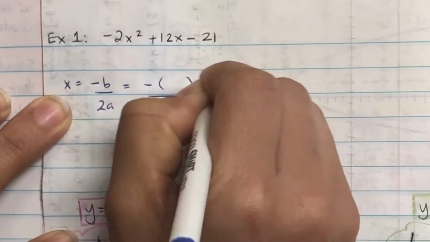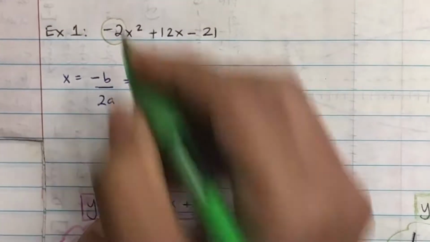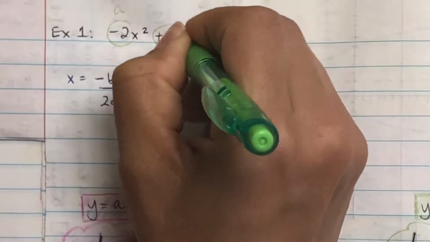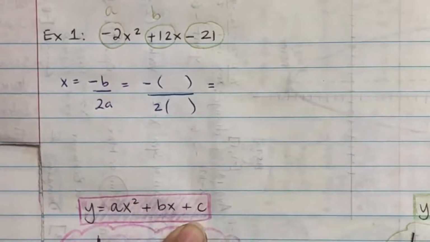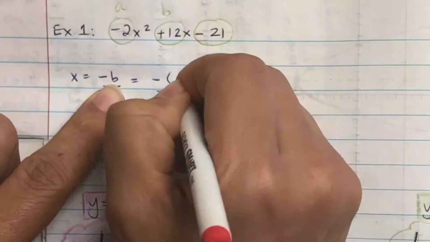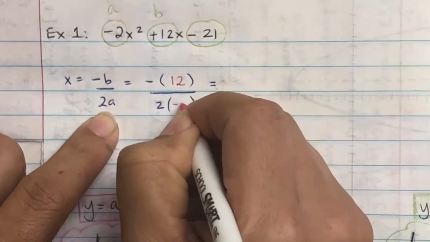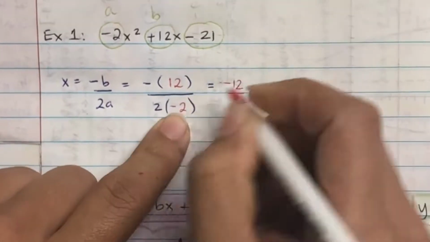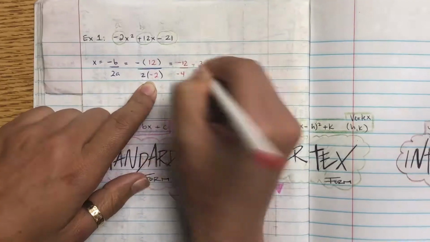Now I'm going to write the same thing just with parentheses where the letters are. Then I'm going to circle what the letters are. So remember, the one with x squared is a, the one with x is b, and the one by itself is c. And now we just go plug it in. So I have b, so put the b value, which is 12. Then I have a, which is negative 2. And then go ahead and work that out. You're going to get 3.